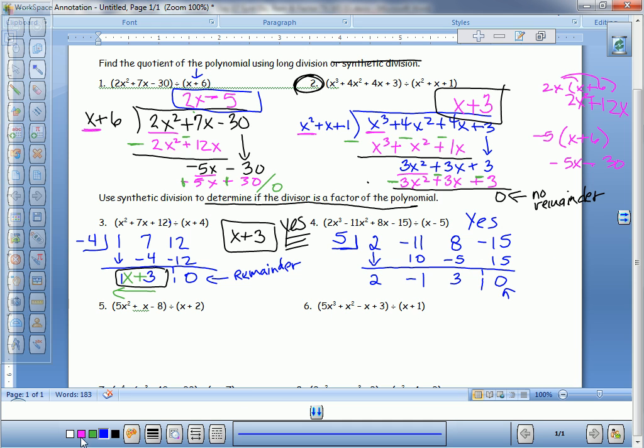And now let's write our answer. So this is our plain old number. This one gets an x, and this one would get an x squared. So I don't have to write plus a negative. I could just write my answer: 2x squared minus, I don't even have to write 1x, I can just say minus x plus 3. And that's my answer. And yes, it is a factor because my remainder is 0.